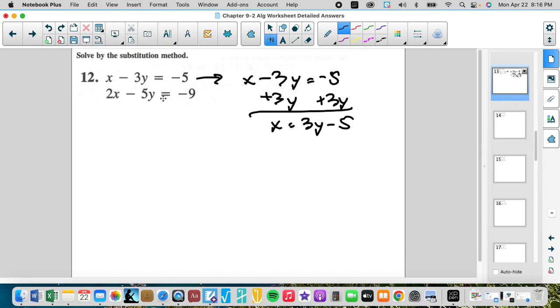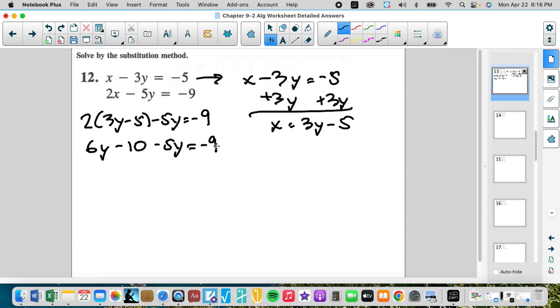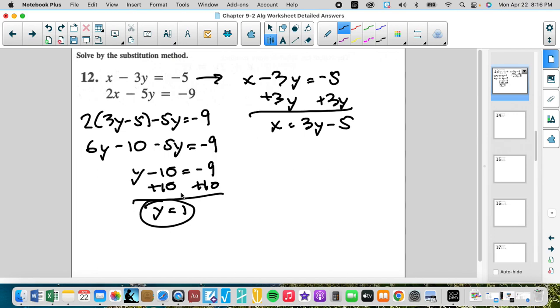And now we want to use the other equation, 2. Instead of doing x, we'll say 3y minus 5 minus 5y equals negative 9. Distribute that 2 is 6y minus 10 minus 5y equals negative 9. Combine like terms on the same side. That's y minus 10 equals negative 9. Add 10 to both sides. Y equals 1.